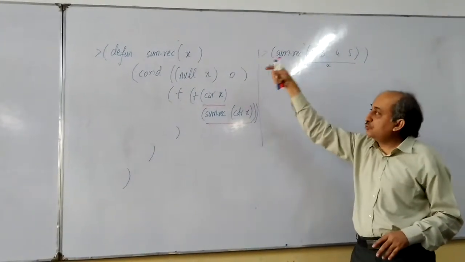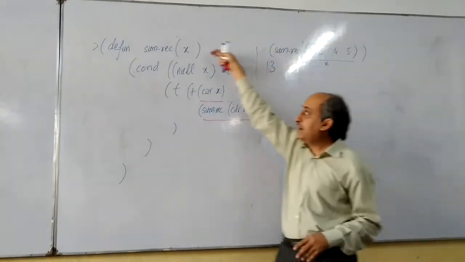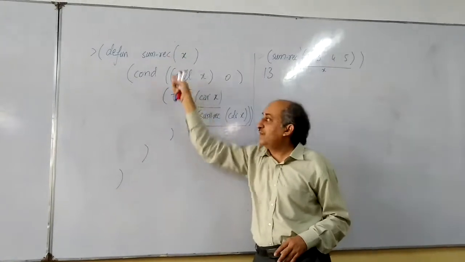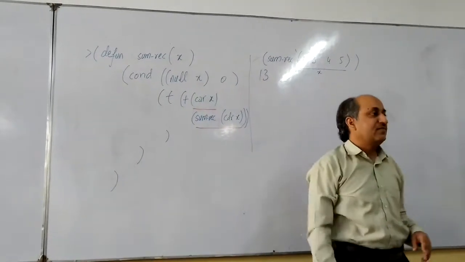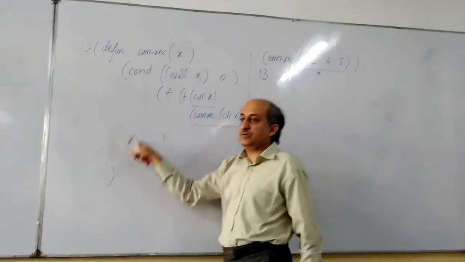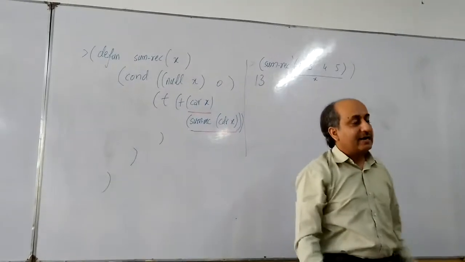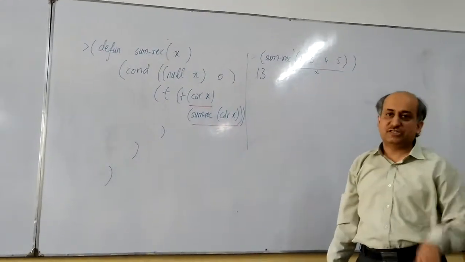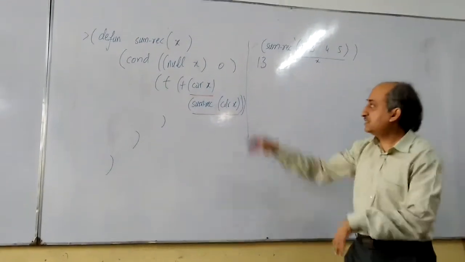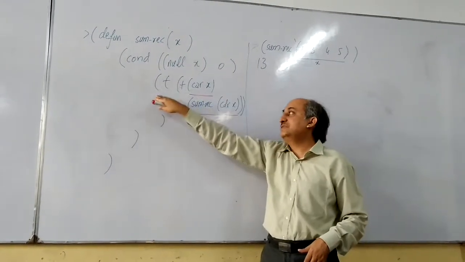After matching the function call with the header line of the function definition, control of execution will go to the body of the function definition. In the body we have only one cond statement. Whatever the cond statement returns, sum recursive will return that value. The cond statement is a conditional statement with 2 clauses. The first is the base clause, and the second is the default clause.